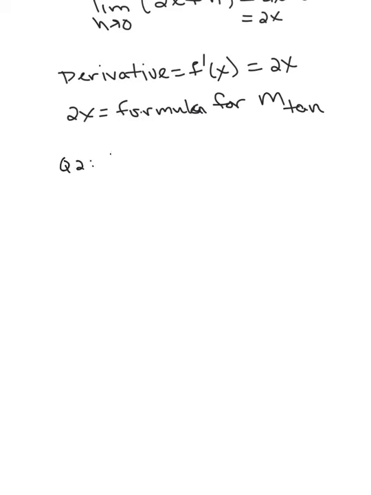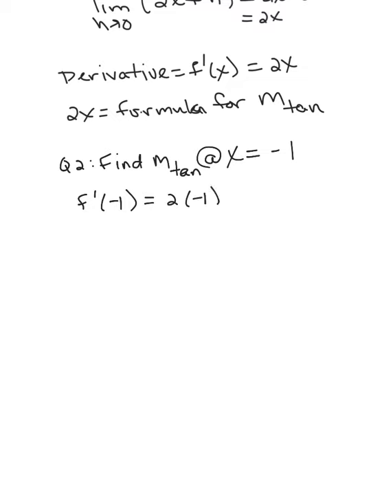Question 2 said, find slope of the tangent at x equals -1. Well, that means that we need to put -1 into our derivative. f prime of -1 is going to be 2 times -1, which is -2. So that's our answer for question 2.